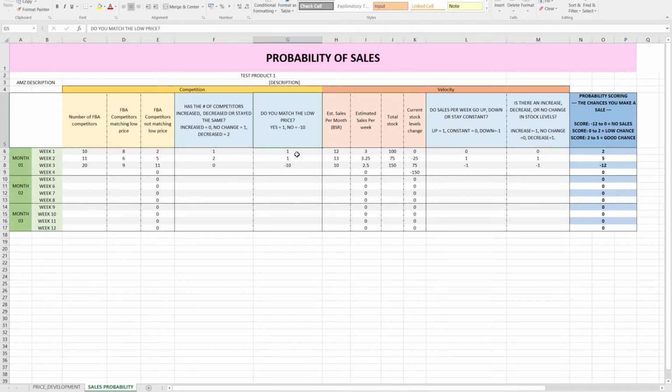The reason why I did this and didn't make it 0 is because once you don't match the lowest price, unless you have some prime advantage or whatever, the actual chance of you selling this is virtually 0. Once you stop matching the low price, it's done. So that's why I've put a -10 value there. Now, next up is the sales velocity segment.